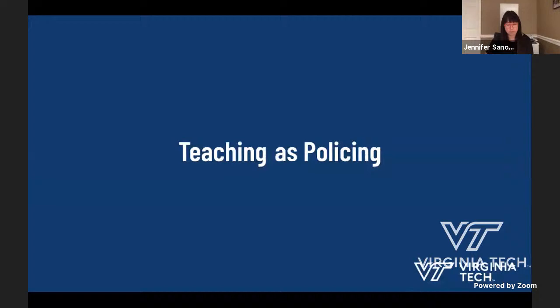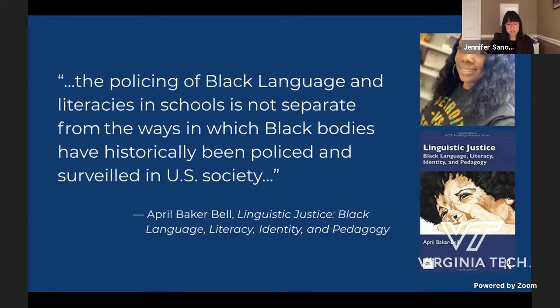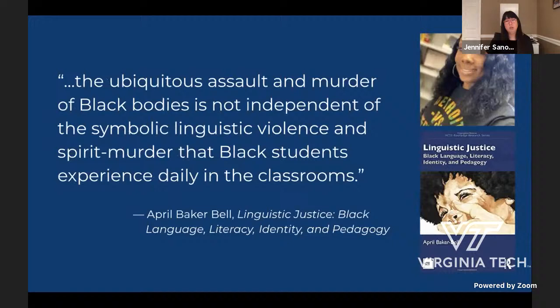In her recent book, Linguistic Justice: Black Language, Literacy, Identity, and Pedagogy, April Baker-Bell argued that the policing of Black language and literacies in schools is not separate from the ways in which Black bodies have historically been policed and surveilled in US society. The ubiquitous assault and murder of Black bodies is not independent of the symbolic linguistic violence and spirit murder that Black students experience daily in the classroom. So what can teachers do? Some ideas are to attend to bodies, mark whiteness, and contextualize seemingly neutral terms.